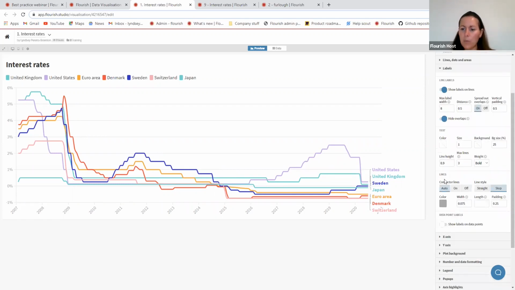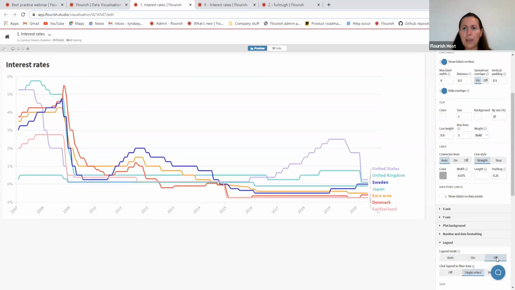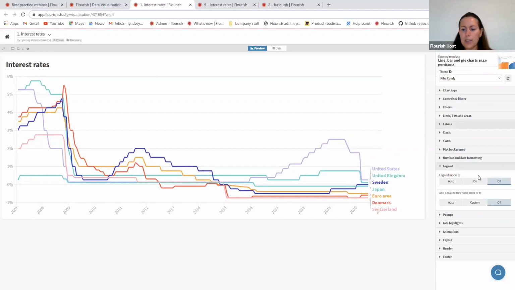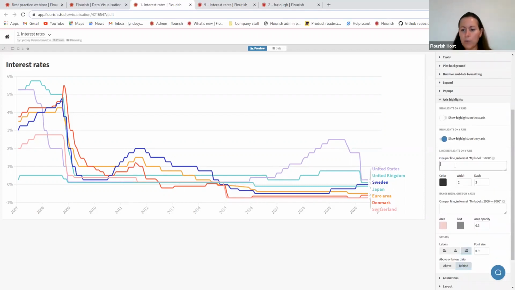and you have lots of different ways of formatting it if you want to make this a straight line rather than a step line, different colors and longer, etc. So you can have a play around with that. This is how you turn your legend off, so you don't have the double labeling. And just to go down here, and then we have axis highlights. So this is how you can bring in this reinforcing of the 0 line. So you can put in a reference line at 0 and have a play around with that.